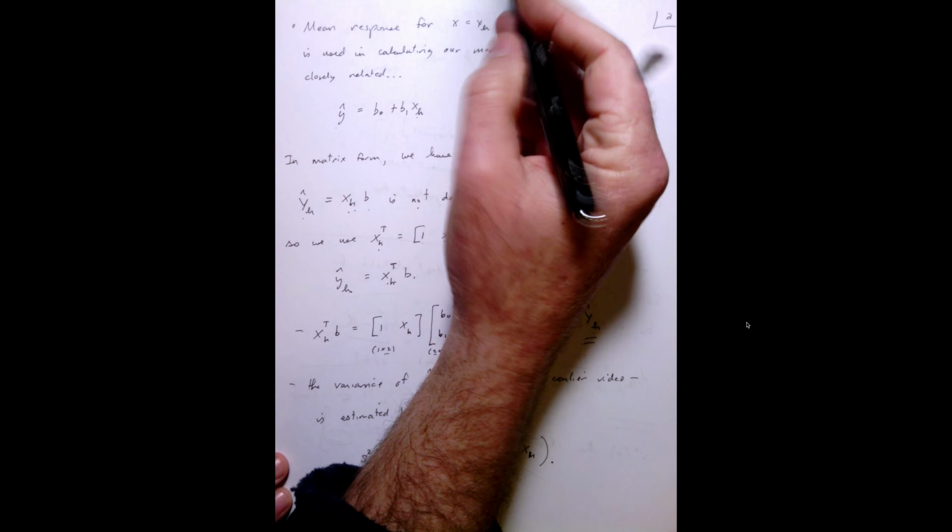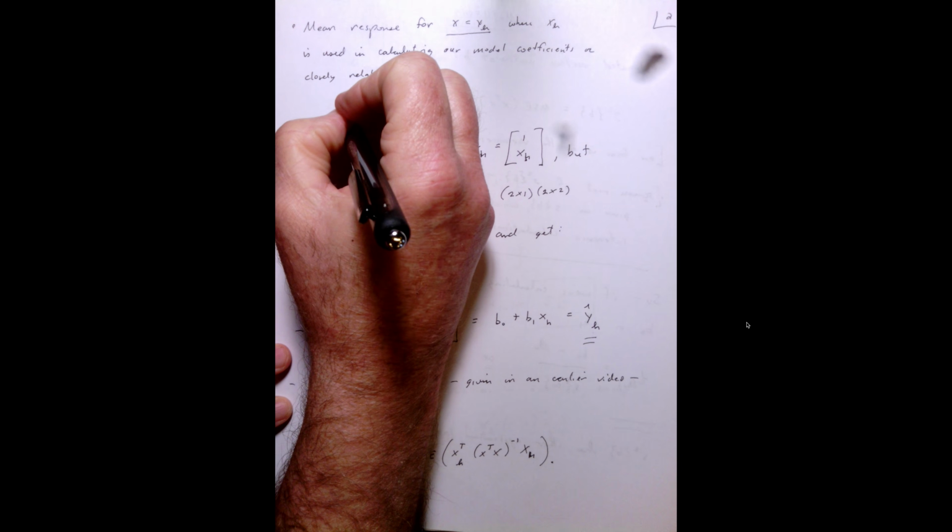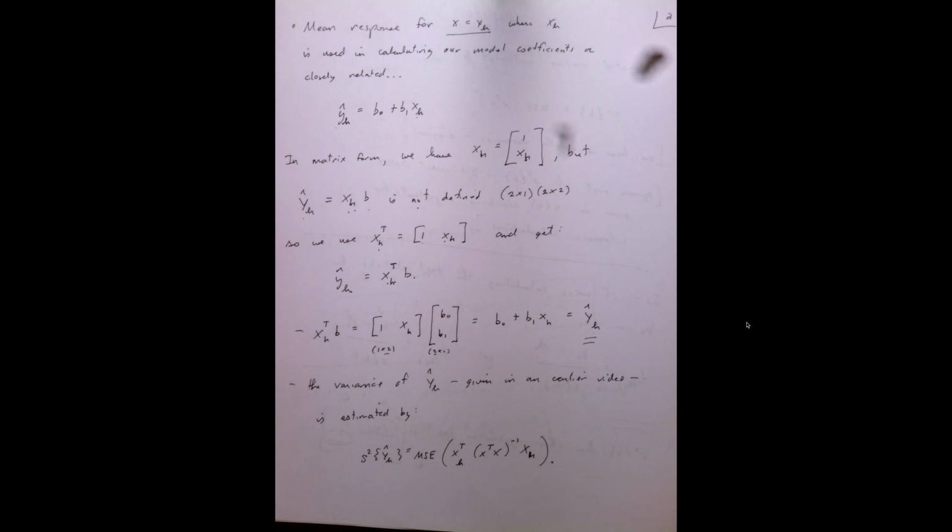And that's in lesson 6, so it's coming up. So anyway, if we're going to take a look at a mean response for x equals some x sub h value, we would find the predicted value, and that should be a y sub h actually. We would find the predicted value by just putting x sub h into our model.